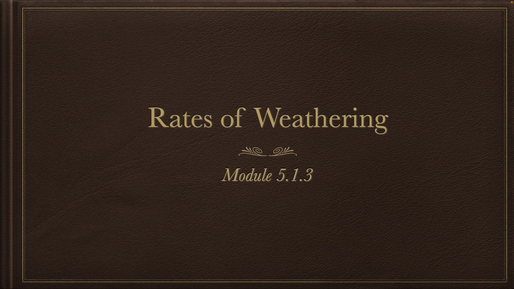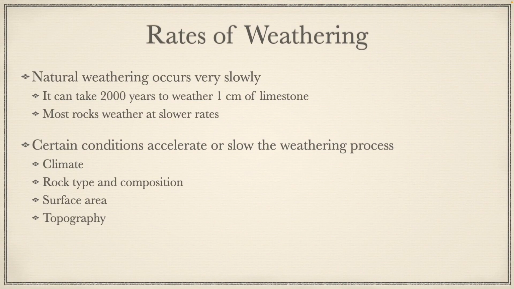Rates of weathering. Natural weathering occurs very slowly. It can take 2,000 years, for example, to weather 1 centimeter of limestone. Most rocks weather at slower rates. Certain conditions, though, accelerate or slow the weathering process.